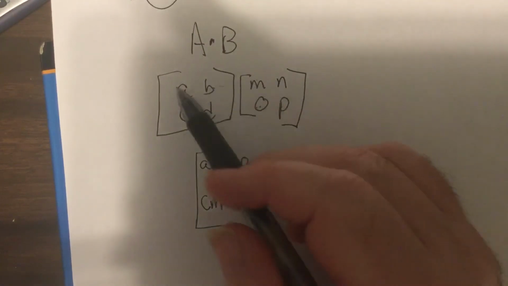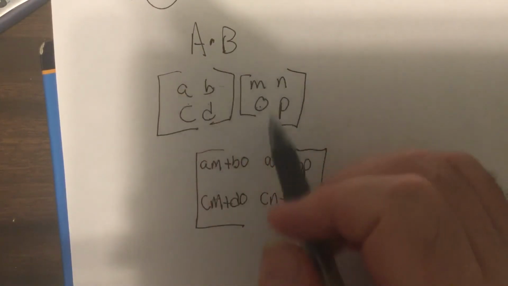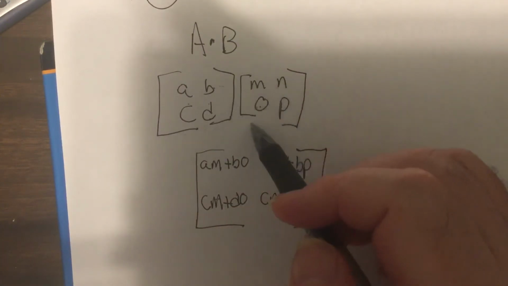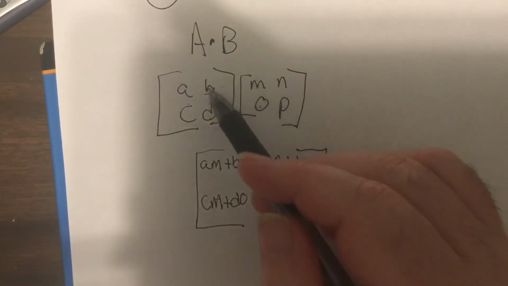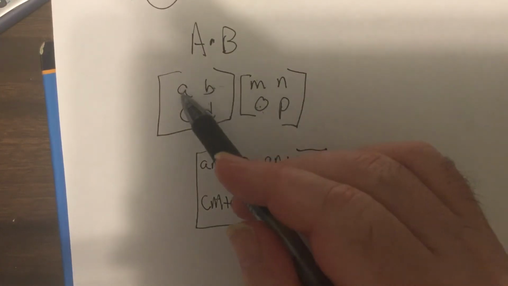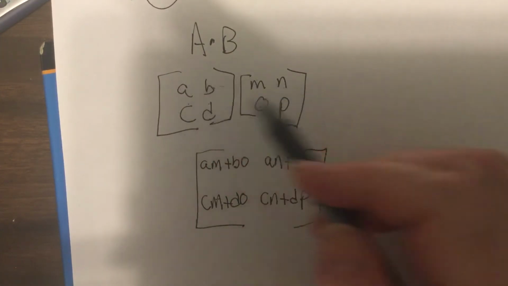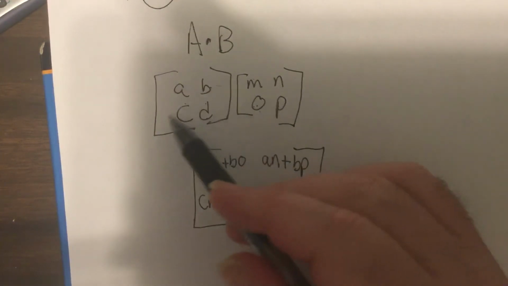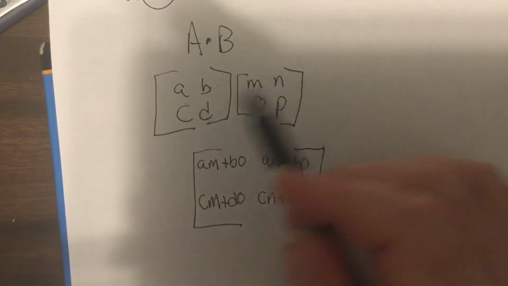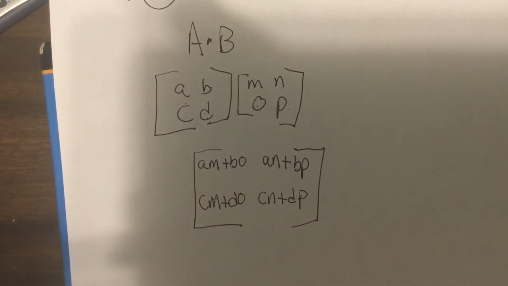So one more time, you take the first row, turn it 90 degrees, rotate it, then multiply it to the first column. This term to this term, this term to this term. Then first row to second column, AN plus BP. Then CM plus DO, CN plus DP.